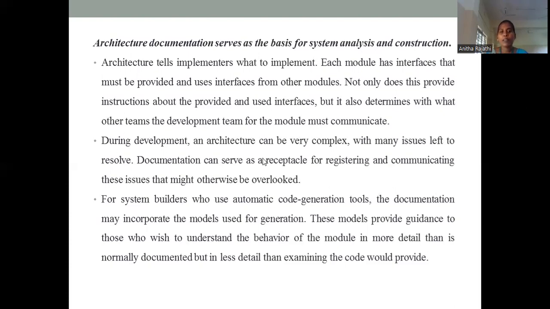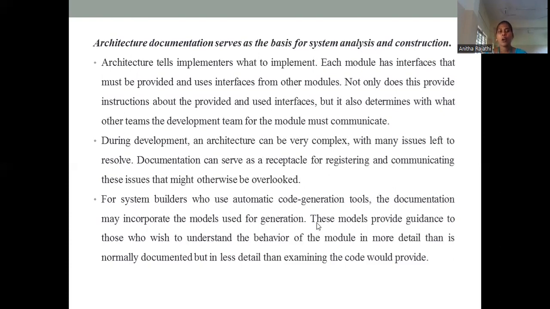So during development, the architecture can be very complex. If the application is complex, in turn, obviously, the implementing architecture will also be complex, and many issues will be there to resolve. So documentation will be very useful when we go for the first time. When it goes to the next or other levels, it will be much easier. You can overlook the issues that we faced earlier.